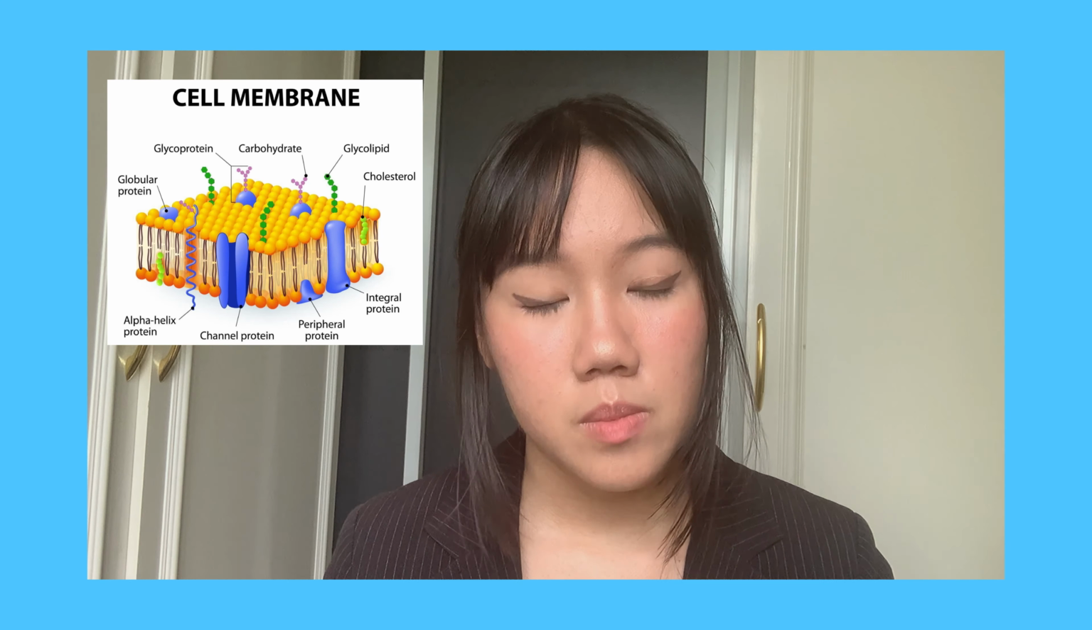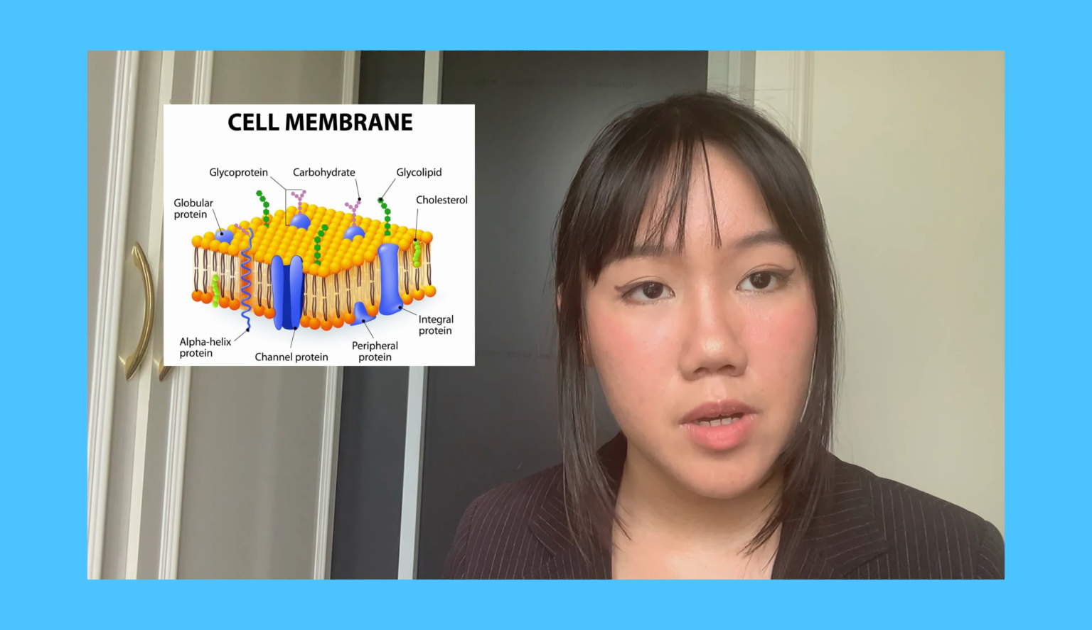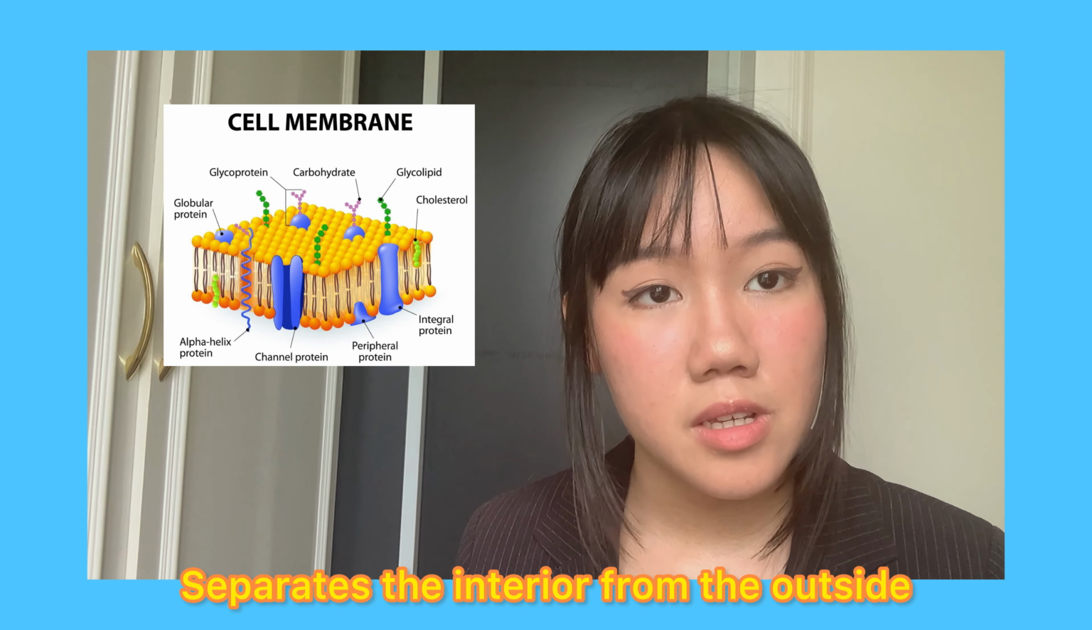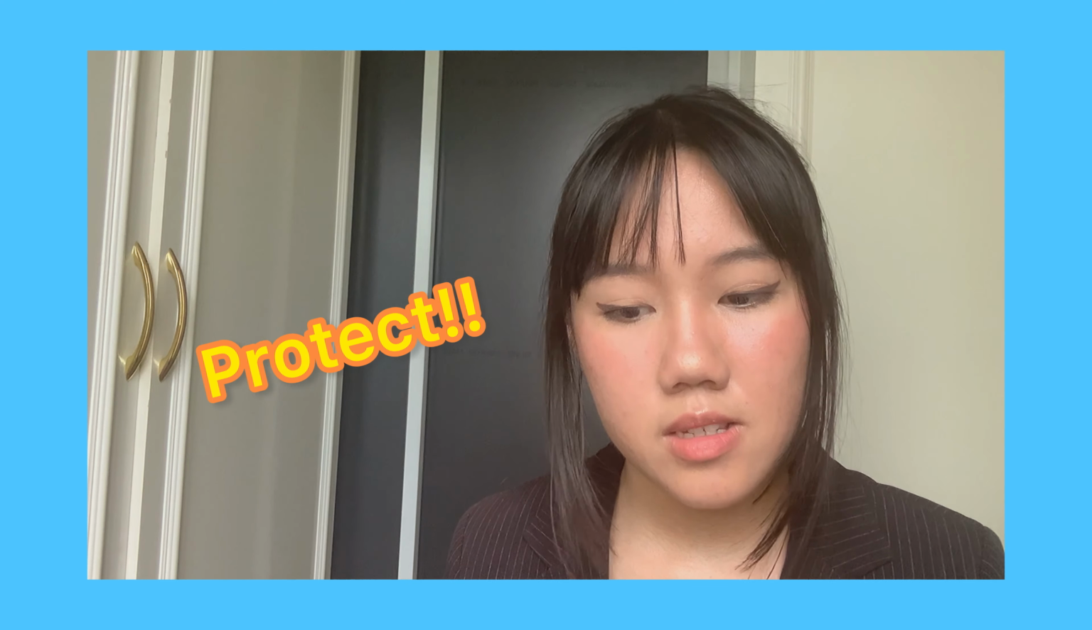The gate of the farm represents the cell membrane because it controls what comes in and out of the farm. Cell membrane is a biological membrane that separates the interior of all the cells from the outside environment, which protects the cell from its own environment.